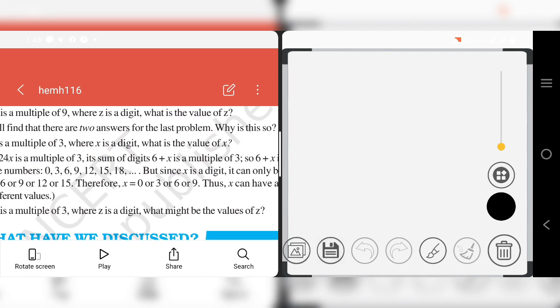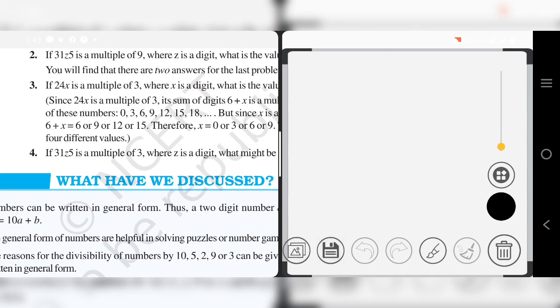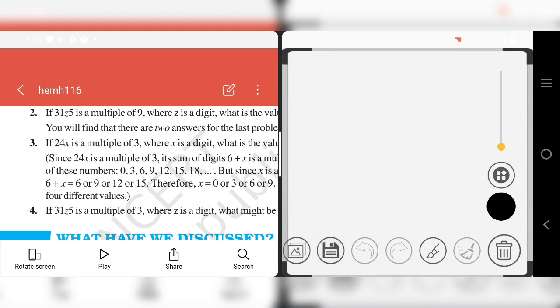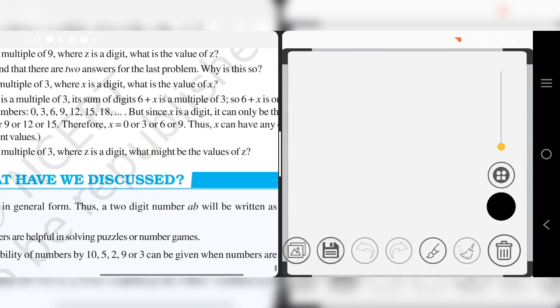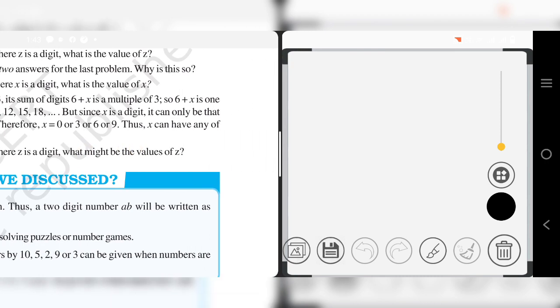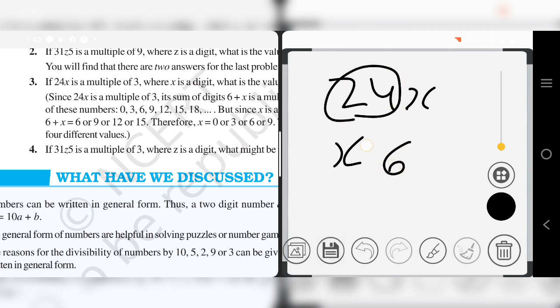Since x is a unit digit, only one digit, x could be such that 6 plus x is equal to 6 or 9 or 12 or 15. Therefore x is equal to 0 or 3 or 6 or 9. Thus x can have any of 4 different values. So 24x, x is a digit. If we add 4 plus 2, we get 6, and x plus 6 should be divisible by 3.